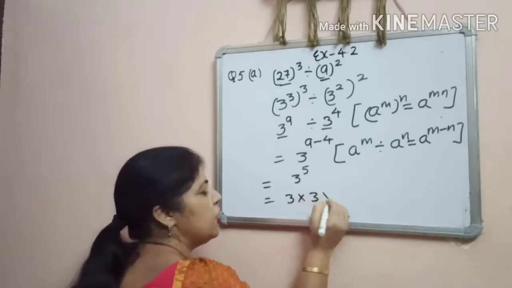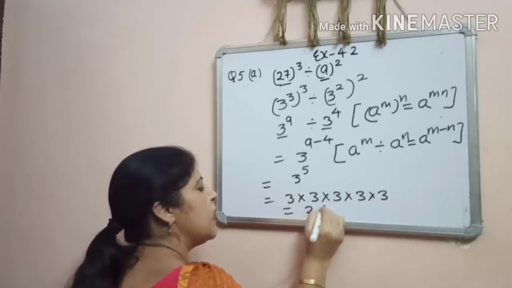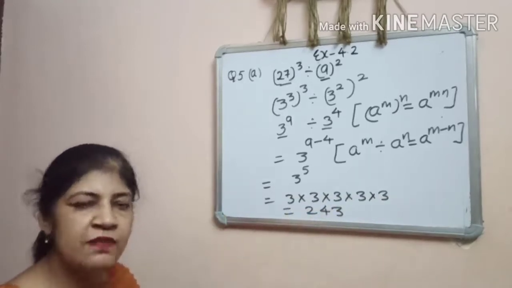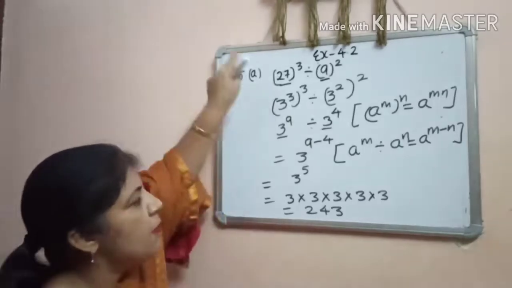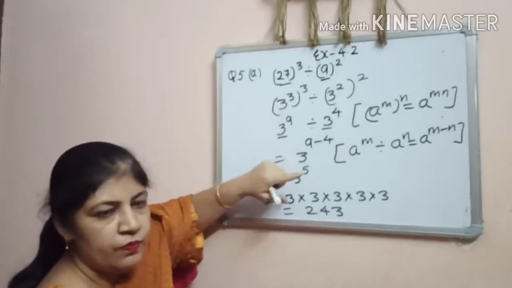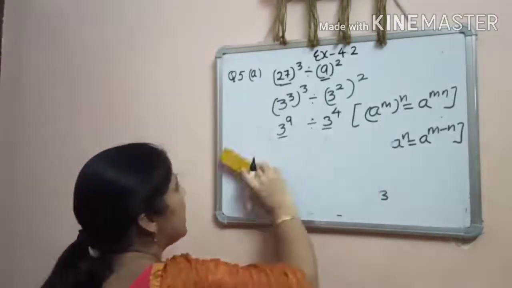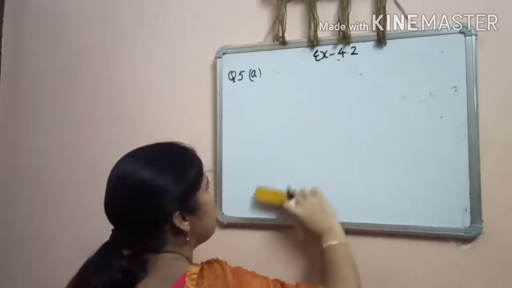3 into 3 into 3 into 3. You will get 243. The answer will remain same. So you can solve it by applying laws or without law. Okay. So I am taking one more part, that is C part.